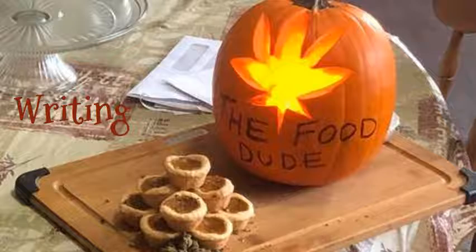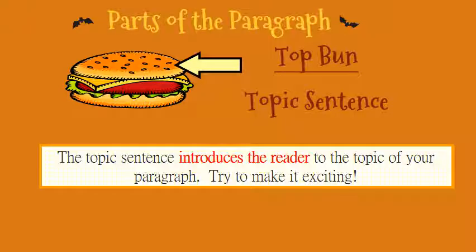Now it's the time for the last part in the lecture, which is the writing. We have to revise the writing. Let's start with the parts of the paragraph. The first part of the paragraph is the topic sentence, the top bun in the hamburger sandwich. The topic sentence introduces the reader to the topic of your paragraph. Try to make it exciting. So the topic sentence is important. It's the first sentence in the paragraph, and it tells the reader about the main idea of the paragraph.